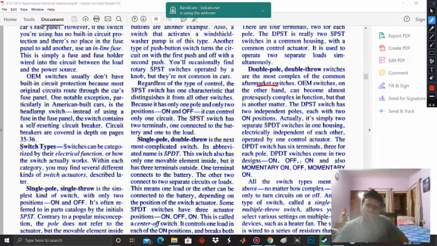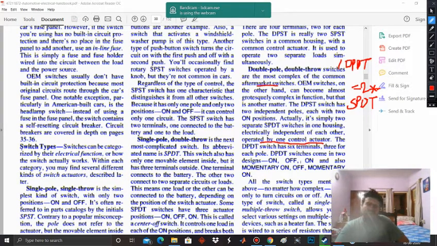This is now another analogy. One DPDT is equal to 2 SPDT. This is another analogy that we can make. Actually, it is two separate SPDT switches in one particular housing. So they are electrically independent of each other, operated by one control actuator.